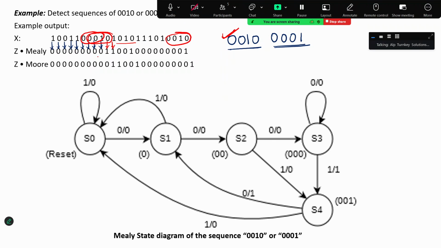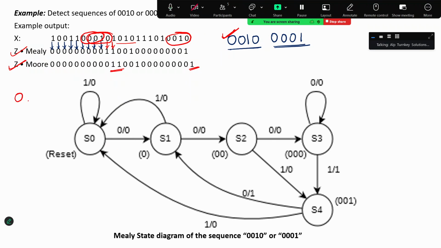But in a Moore machine, what happens at the next clock pulse? The output does not become 1 immediately. At the next clock edge, the output becomes 1. That is nothing but a Moore machine. A Mealy machine is one where the output depends on the present input and present state, and in a Moore machine the output depends only on the present state. So this is the state diagram using a Mealy machine.